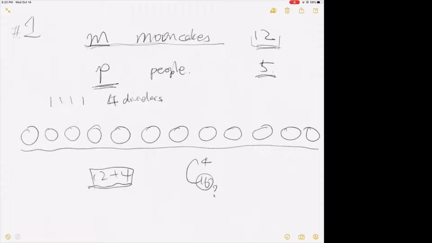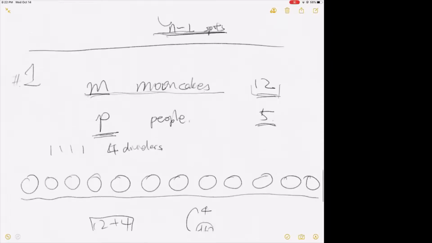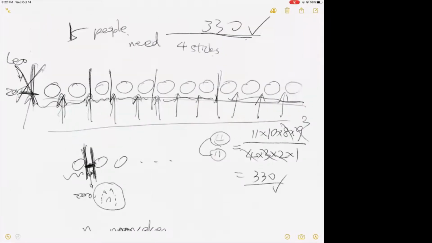Because there's 12 mooncakes and 4 dividers. You want to find the number of ways to arrange and divide the mooncakes, the total number of things choose dividers. Yeah, but the first time it was also 12 mooncakes, 4 dividers, right? Yes. I have a question. Why did you do 16 choose 4 in the first place?